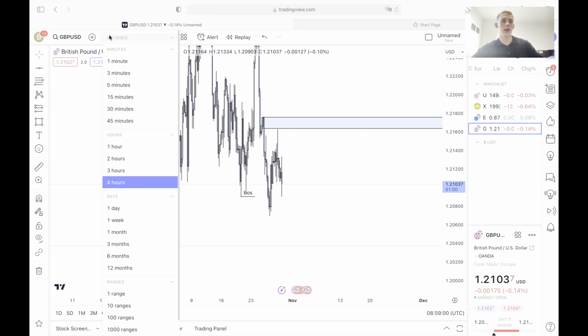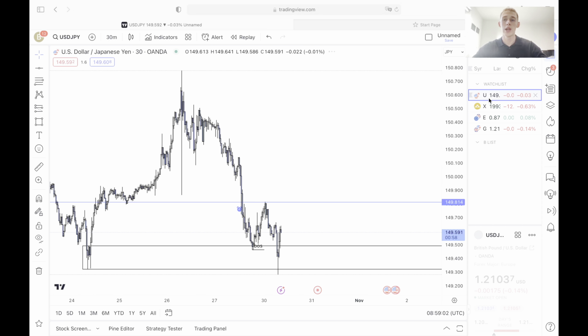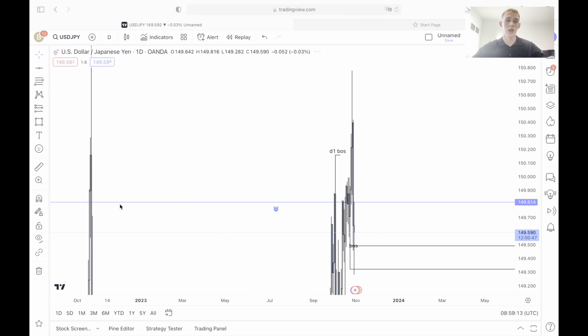As you guys probably saw in the title, today we're going to go through USDJPY and also gold. So we'll get straight into it. We'll go through USDJPY first of all.